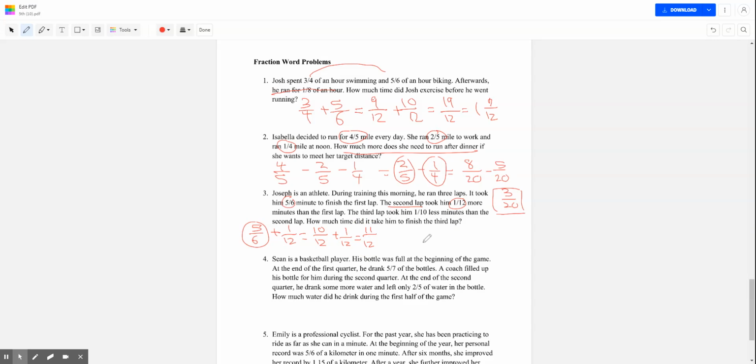Now we're going to have to subtract 1/10 from this value to get the time on the third lap. And that is because it says less over here. So 11 over 12 minus 1 over 10. We're going to get the common denominators by multiplying this value by 5 over 5 and this value by 6 over 6. So you get 55 over 60 minus 6 over 60. That is 49 over 60 for our answer.